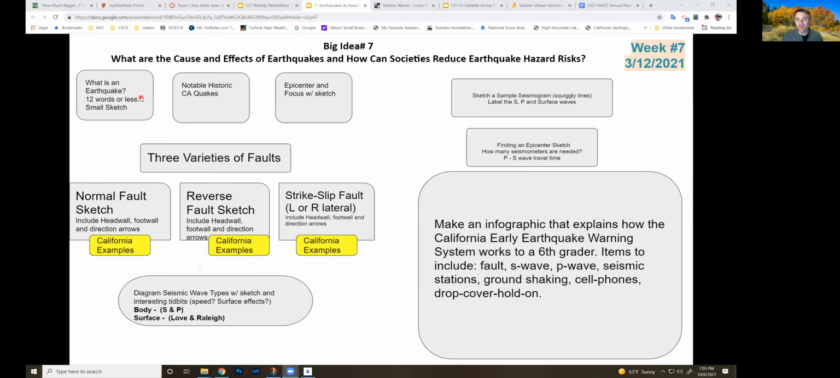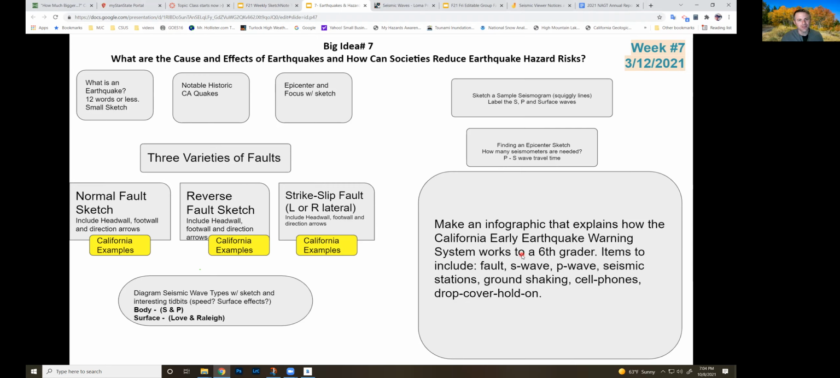We know what an earthquake is, the breaking and shifting of rocks, right? Some of the notable historic quakes in California, just do a few of those and tell me what they were. What's an epicenter? What's a focus or the hypocenter? Just give me a little schematic there. We did the 3 varieties of faults. We looked at body waves and surface waves. Showed you the seismograph of the P waves, then the S waves, then the surface waves. Then remember, you need at least 3 seismographs and the locations of them, three of those, to triangulate where the epicenter is.